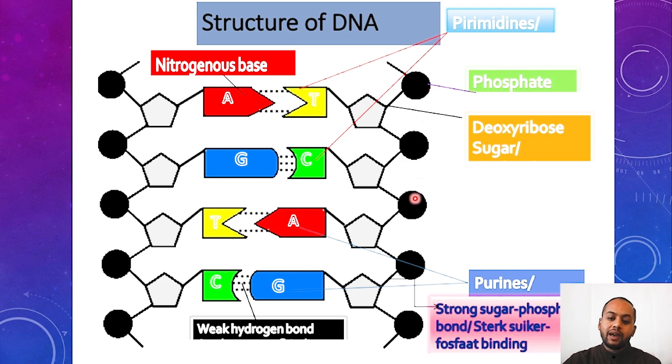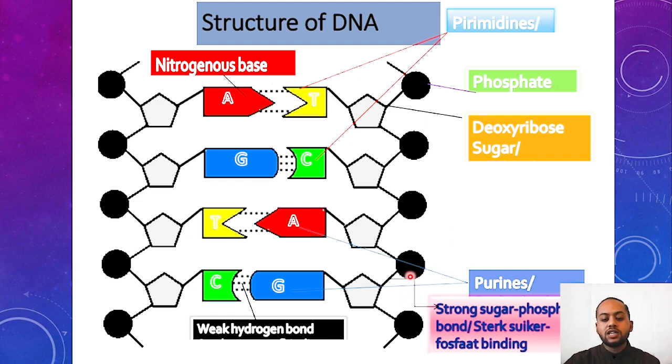Then all these black circles that you have on the ends are referred to as your phosphate group. You would have already known that. And the type of sugar that we are looking at in each nucleotide is going to be deoxyribose sugar, since we are looking at the structure of a DNA molecule.